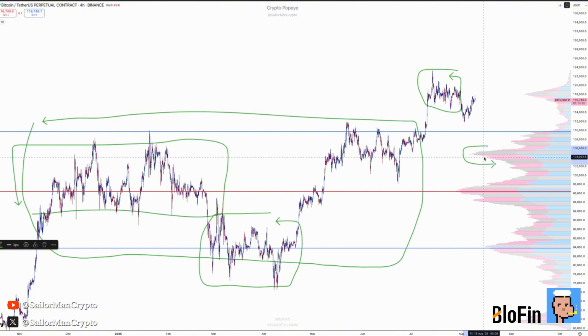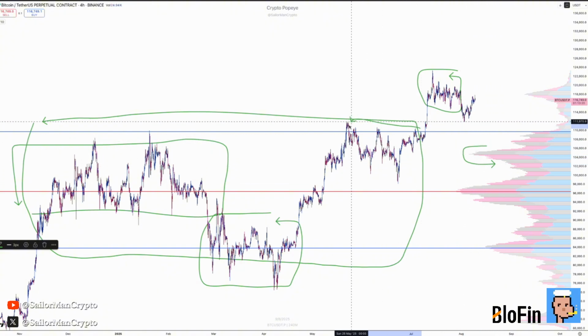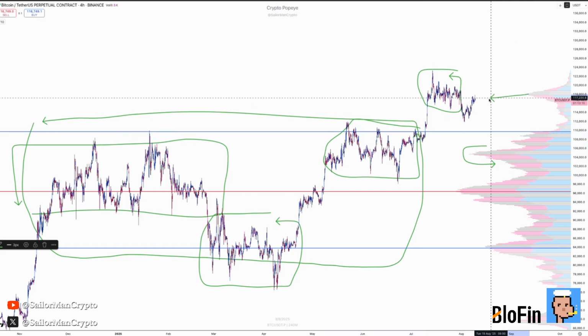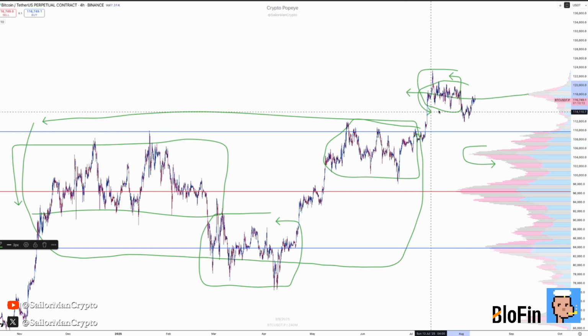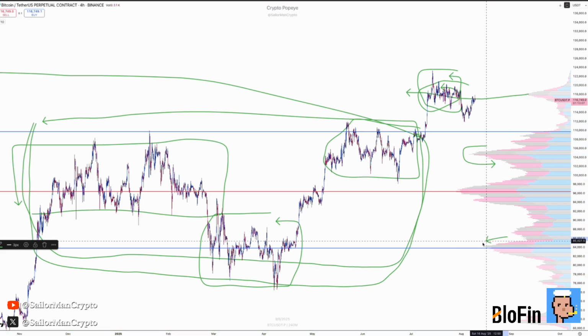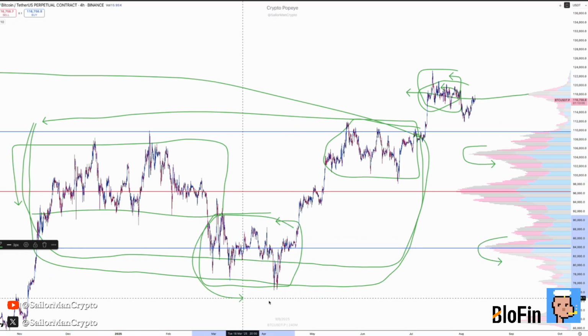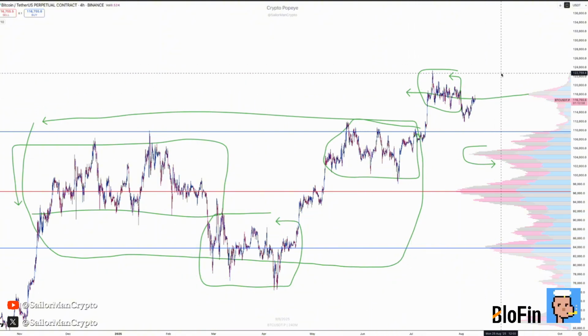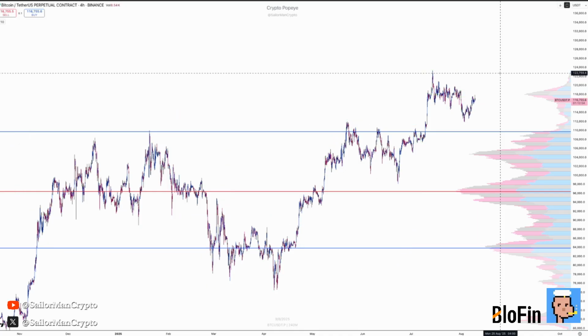So as you can see, this is a volume node, probably the point of control of this range here. This, as we saw before, is the point of control of this little range here. This is the point of control of this bigger range we have here, and this potentially was the point of control of this lower range. So easily I can map these levels. So I can see where the previous or the next volume node is present.